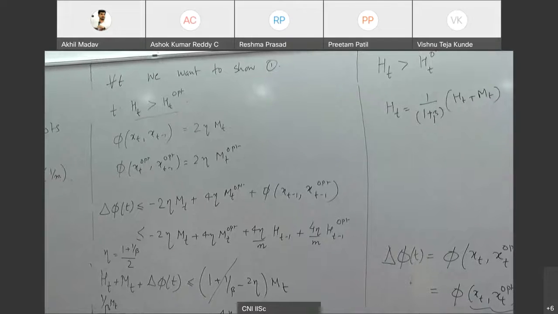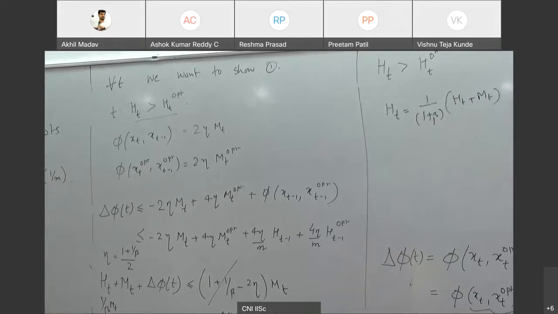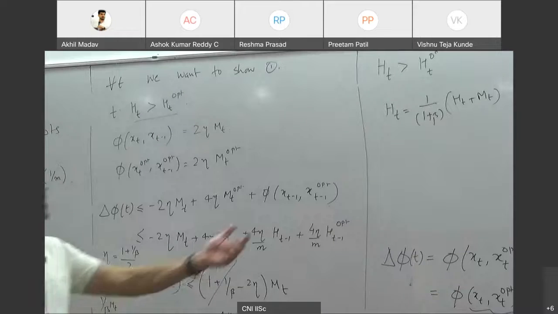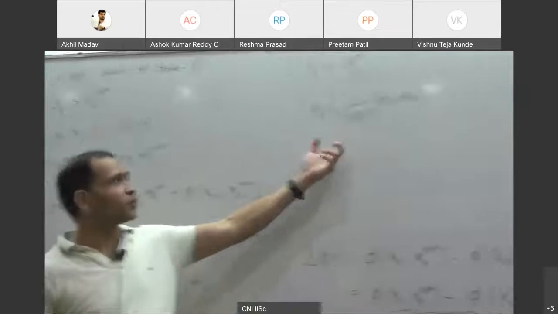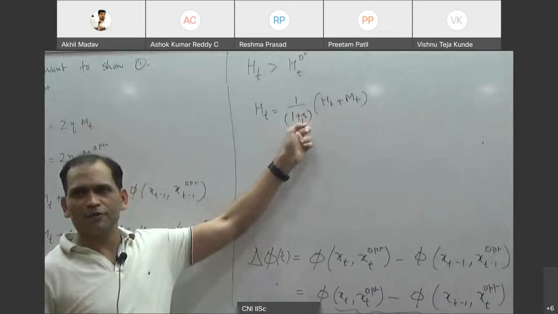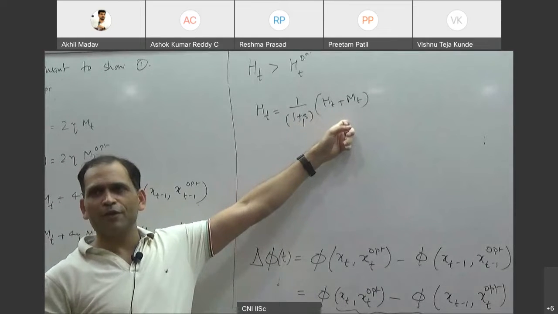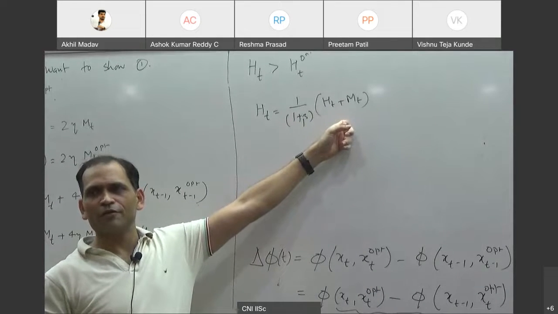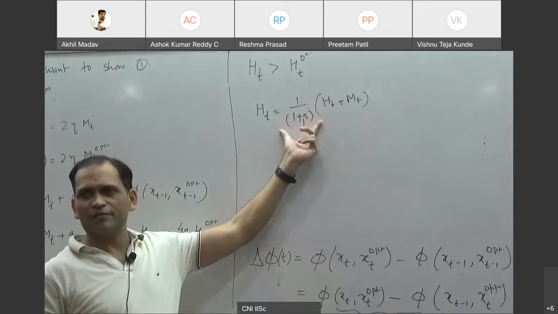So you take 1 plus beta plus 4, 8 eta by n will of course beat 4 eta by n. So just take the larger of the two. Is this clear to everybody? Because of the algorithm's relationship between H_t and M_t, this relationship works. And what is the right hand side? If I sum it over all time t, it's nothing but the cost of OBD with this extra term.